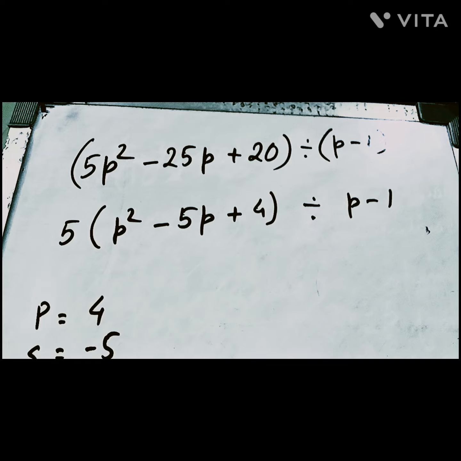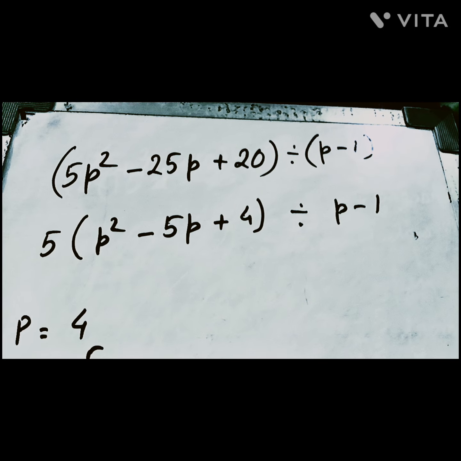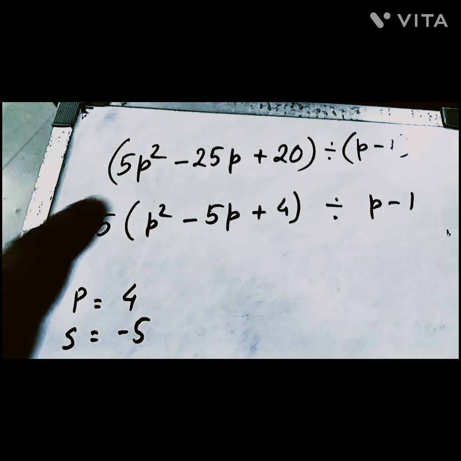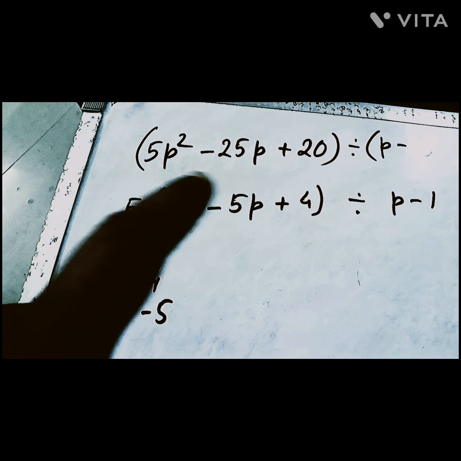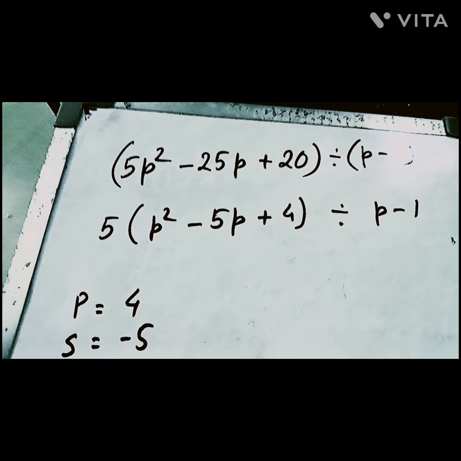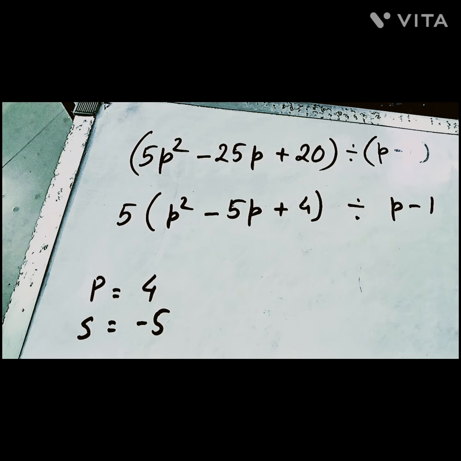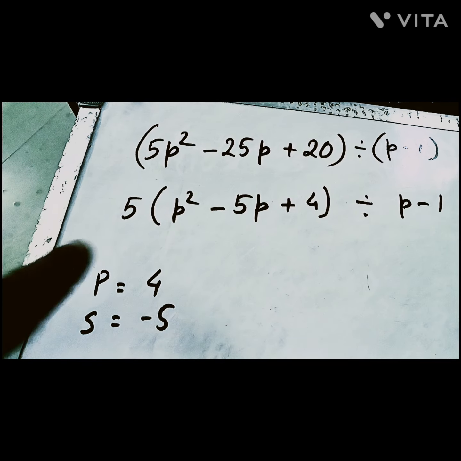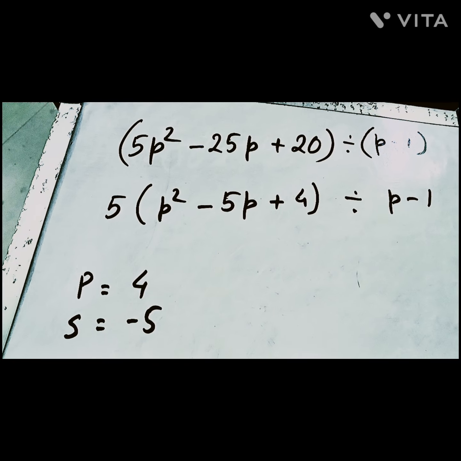So the next question is (5p² − 25p + 20) divided by (p − 1). Similarly we have to first see, but blindly do not do the quadratic equation or middle term break with this huge number. So the first step is we see 5 is common, so we take the 5 out. What is left is 5 bracket open p² − 5p, 5 fives are 25, so 5 is taken out, plus 4, 4 fives are 20, so plus 4, divided by p − 1.